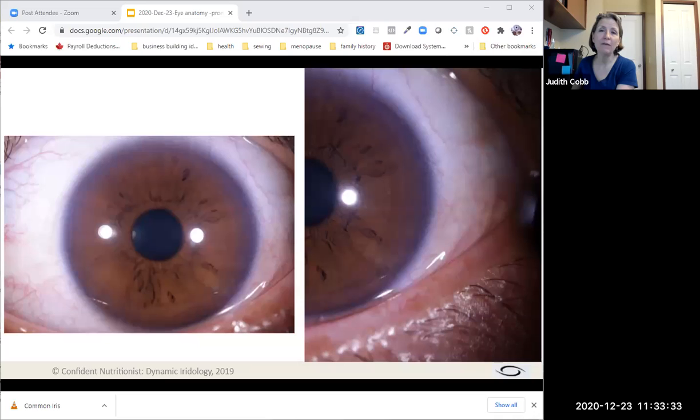So we always want to have that conversation. We never want to just create a long list of, I see this and this and this, and you've got this problem, this problem, this problem, because we don't know that they've got those problems. These show us inherent tendencies, not inherent guarantees. Okay.